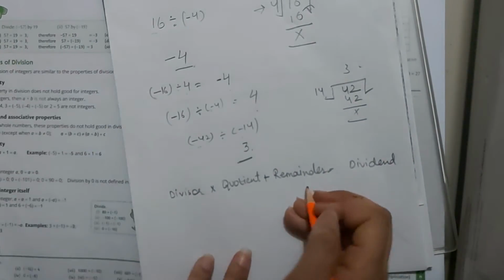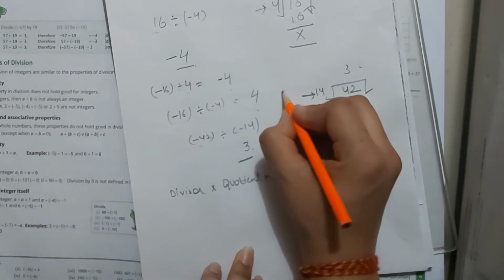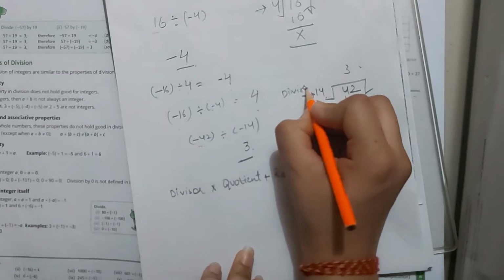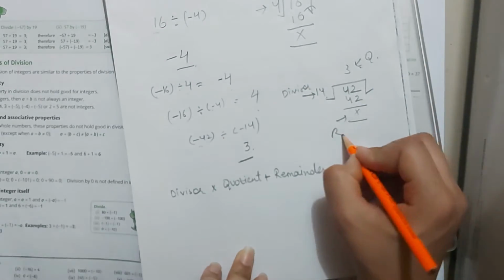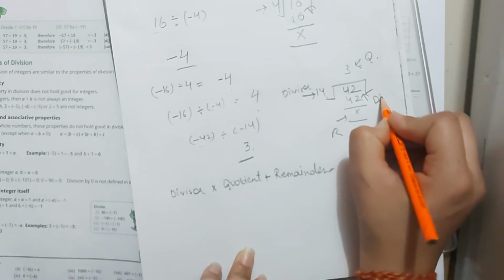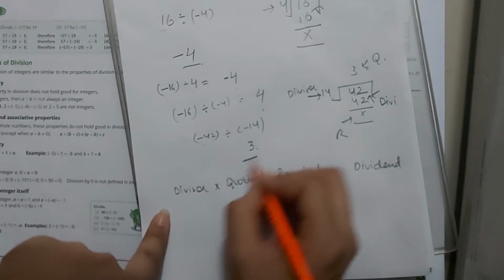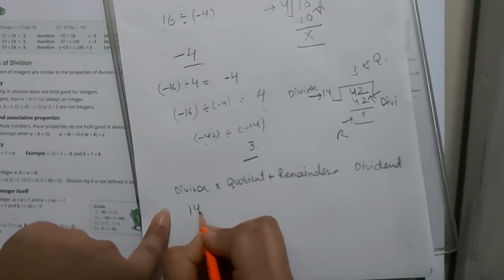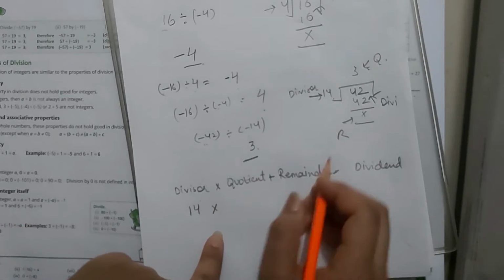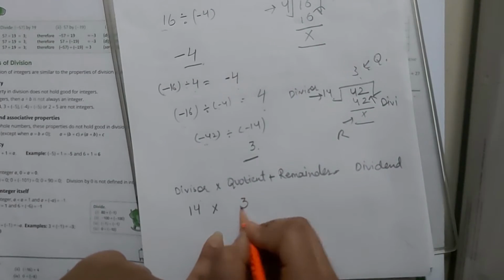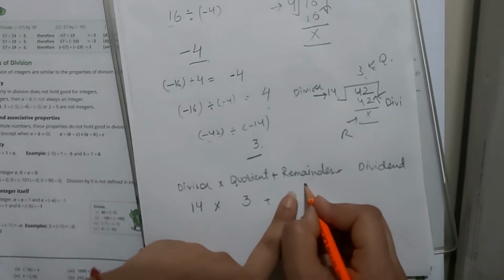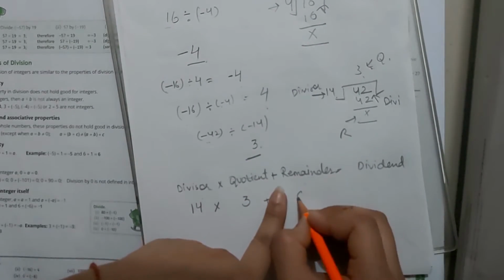So now let us check. This is the divisor, this is the quotient, this is the remainder, and this is the dividend. So what is the divisor? Divisor is 14, multiply, what is the quotient? Quotient is 3, plus, what is the remainder? Remainder is 0.